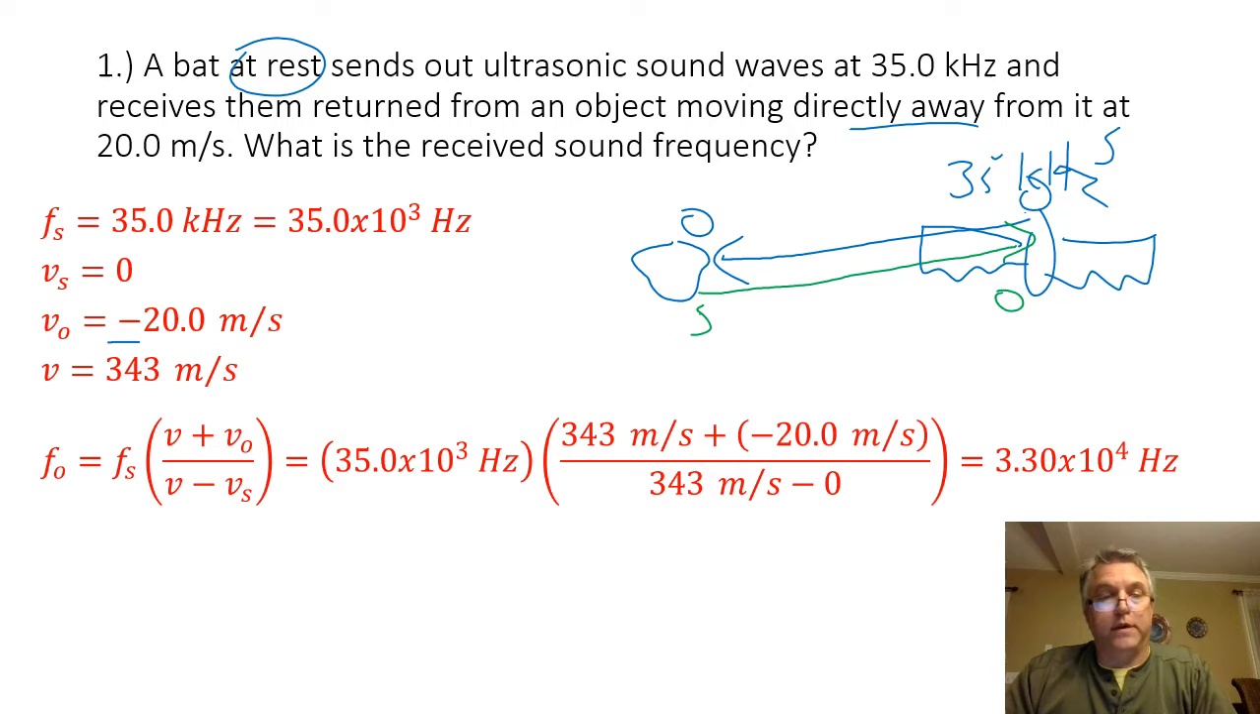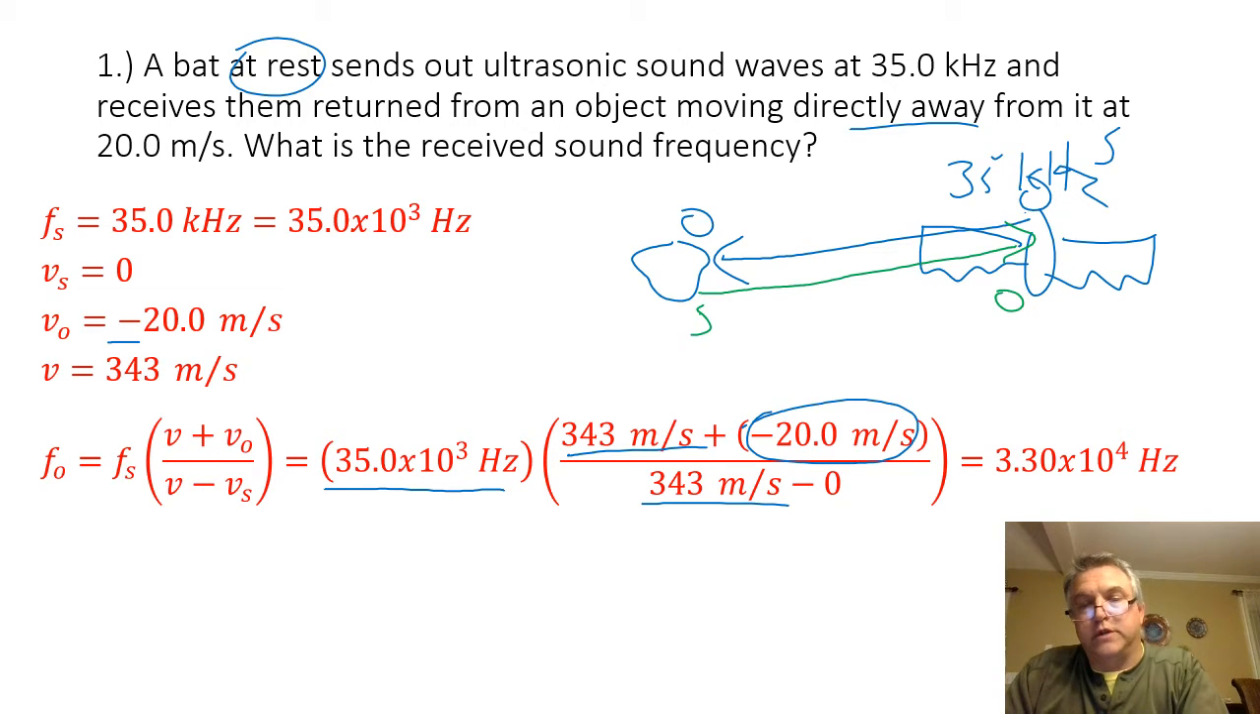For the first part, the velocity of the source is 0. So when I plug this into my Doppler equation, the frequency of the source of the sound wave is 35.0 times 10 to the third hertz, the velocity of the sound wave is 343 meters per second, the observer, which is the object, is negative 20 meters per second, and the source, which is my bat, is 0 meters per second. When I do that, the object is going to observe a frequency of 3.30 times 10 to the fourth hertz.